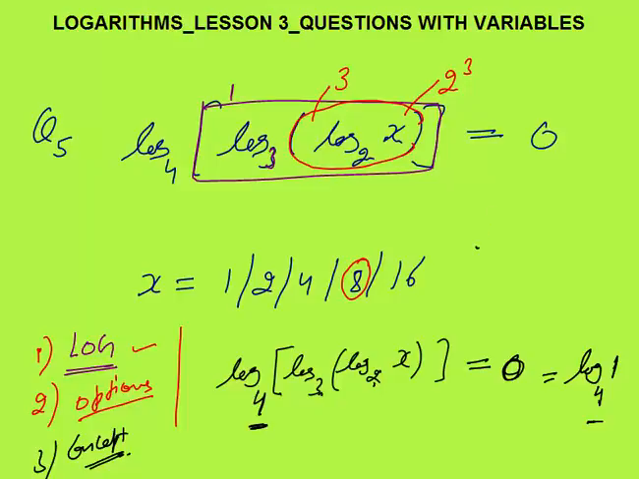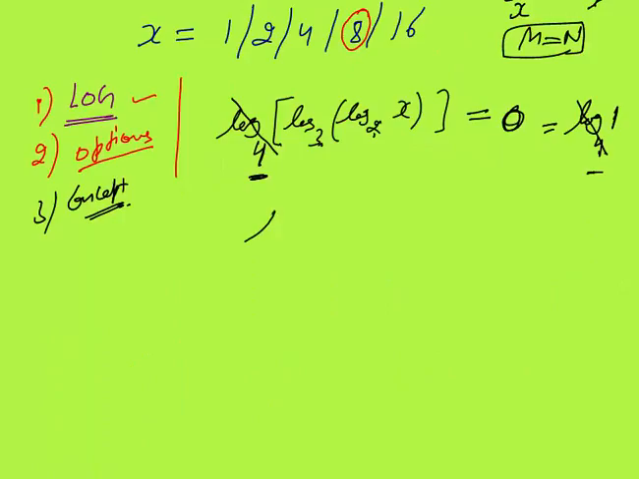Because when we have log m to the base x and log n to the base x, then only can we say that m is equal to n. So 4 and 4 base is the same, so log and log will cancel out. I will simply get log of log x to the base 2, to the base 3, equal to 1. This is the most important step in this question. Further, you know how to solve it.